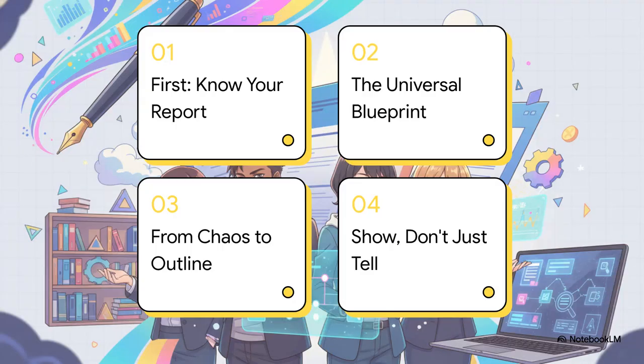So here's our game plan. We'll tackle this in 4 key steps. First up, we're going to figure out exactly what kind of report you're writing. Then we'll get into the universal blueprint, the perfect structure. After that, we'll learn how to turn that mess of research into a clean, simple outline. And finally, we'll master the art of showing, not just telling, with some powerful visuals.